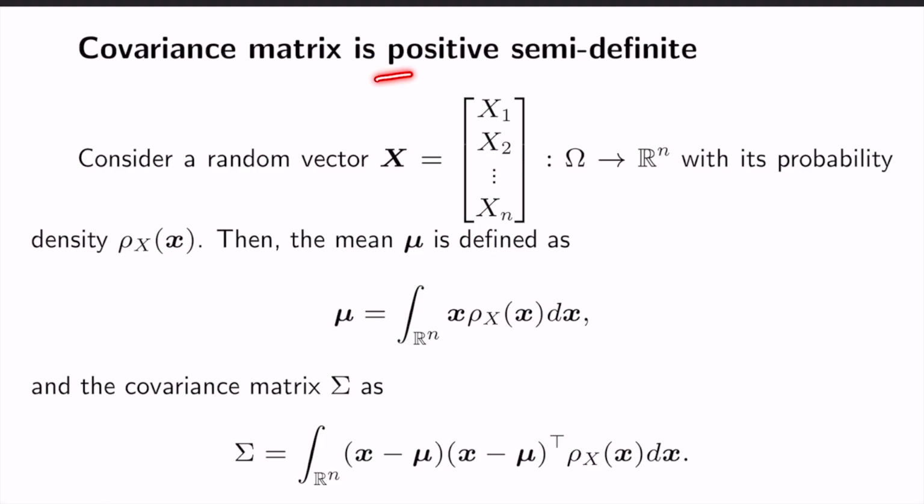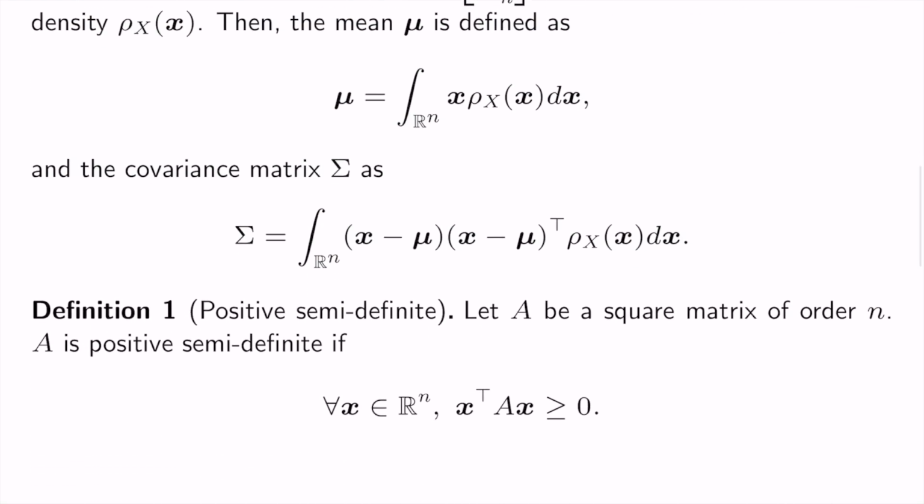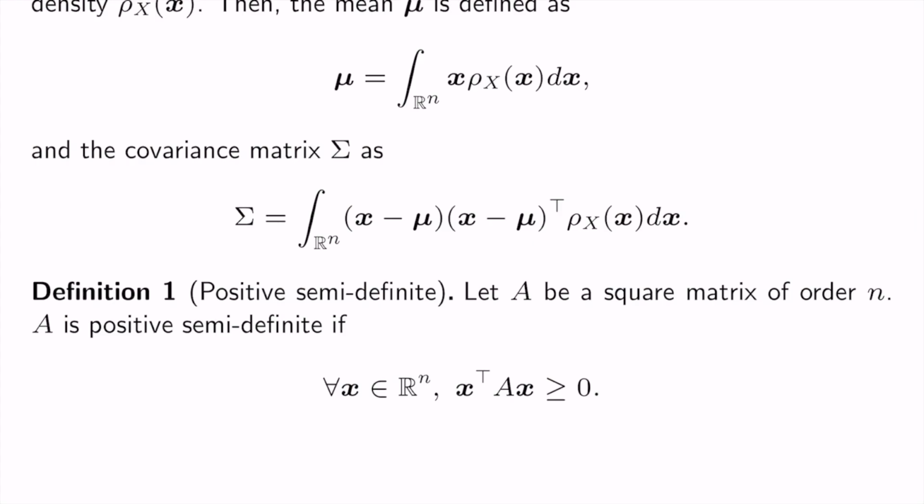What we mean by positive semi-definite is this. Here's the definition of a positive semi-definite matrix. So let A be a square matrix of order n. We consider only real matrices. And A is said to be positive semi-definite if this condition holds. That is, for any vector x, x transpose times A times x is always non-negative. So this x transpose is a row vector and this x is a column vector. So this whole thing becomes a scalar. So it's just a number.